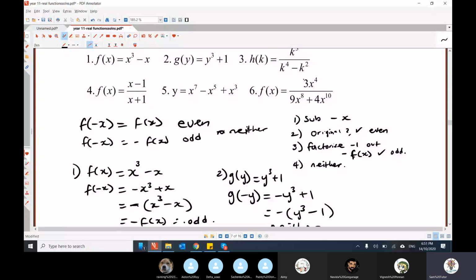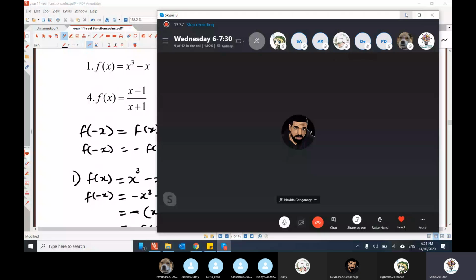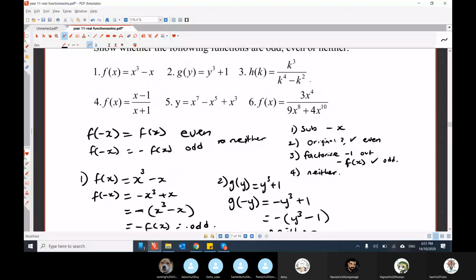Number 3. I think maybe Aiden. Have you done number 3 yet, Aiden? Is it odd? Odd. So, yeah. The h of negative k gives you negative k cubed. Negative to the power of 4 is still positive. Negative to the power of 2 is still positive. That's not the original, but by the time you take out a negative like that, just from the top, that is negative of the original, which actually is odd. Excellent.